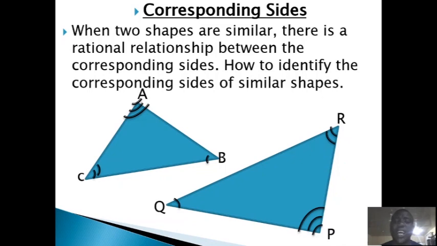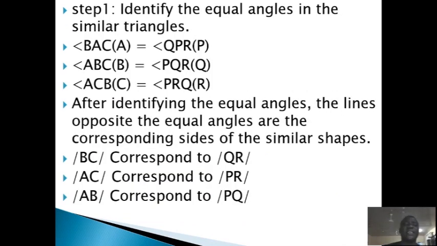C and R are what? Equal angles. Then A and B are what? Equal angles. So with these ones, we are going to state the corresponding sides. So the corresponding side says that what?